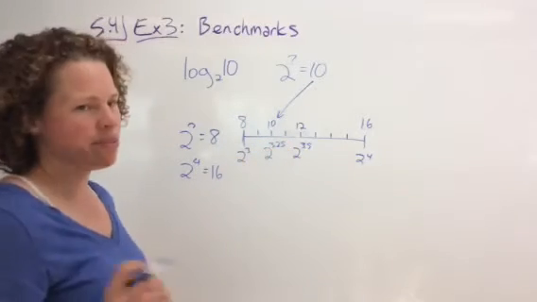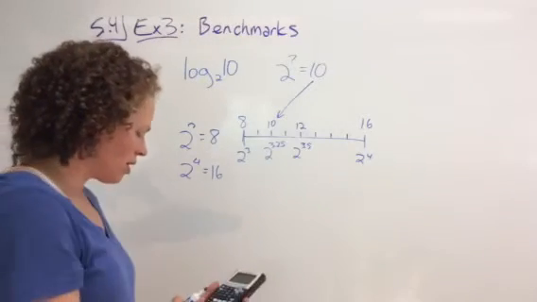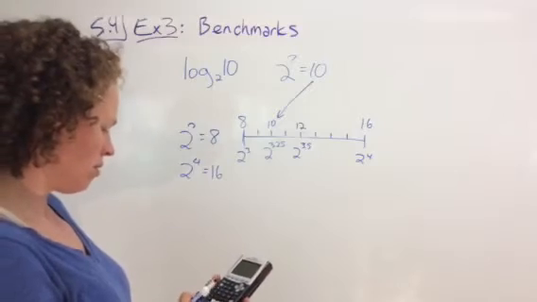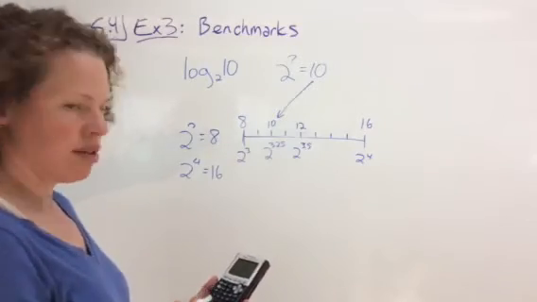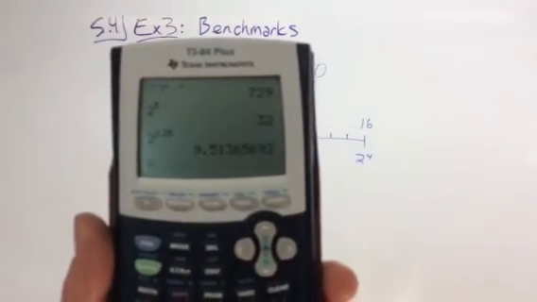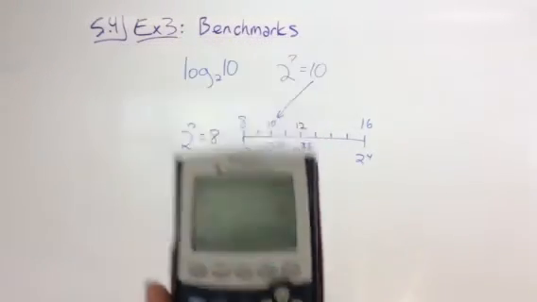We could try and get really specific. So let's see if it works. I'll use my calculator, and I will go 2 to the power of 3.25. And it turns out that it is 9.5, which is pretty close.